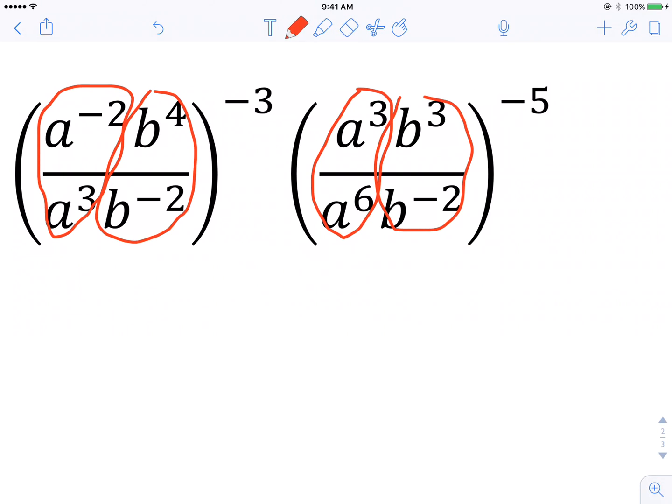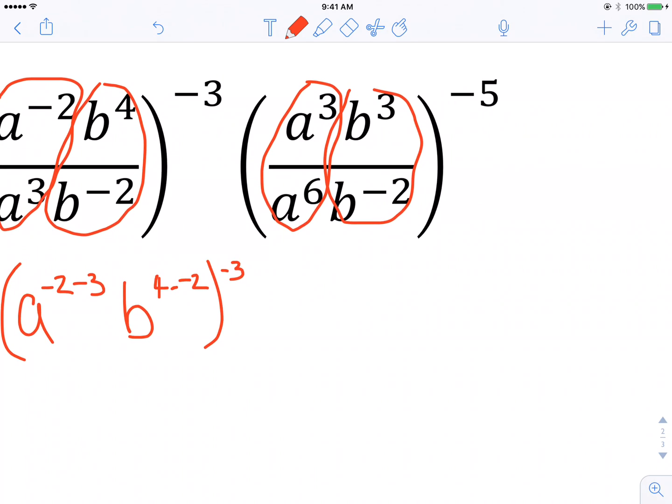So first step, I'm going to simplify a to the negative 2 divided by a cubed. A to the negative 2 divided by a cubed is going to be a to the negative 2 minus 3. Because they're the same base, I'm subtracting the exponents. B to the 4th divided by b to the negative 2 is going to be b to the 4th minus negative 2. And of course that's all going to be raised to the power of negative 3.